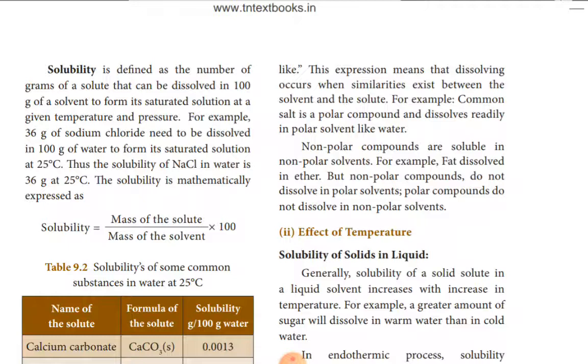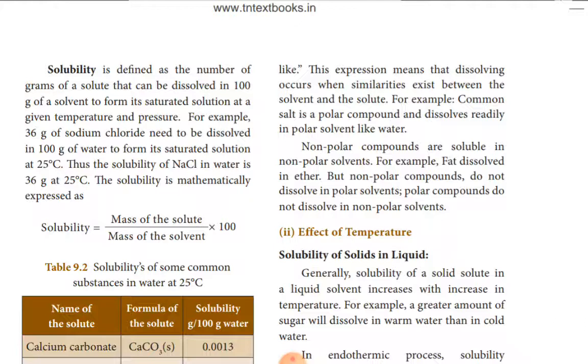And at the same time, non-polar compounds do not dissolve in polar solvents. Fat will not dissolve in water. Similarly, polar compounds do not dissolve in non-polar solvents. Polar compounds, sodium chloride, sugar, glucose, will not dissolve in ether, benzene.